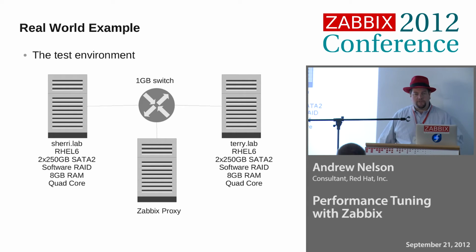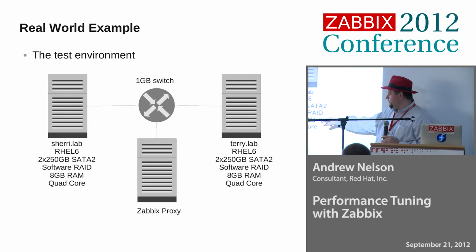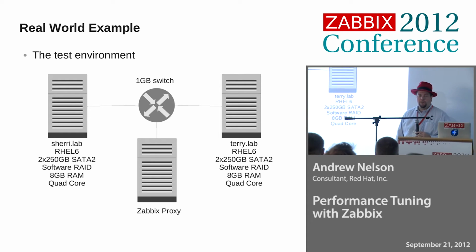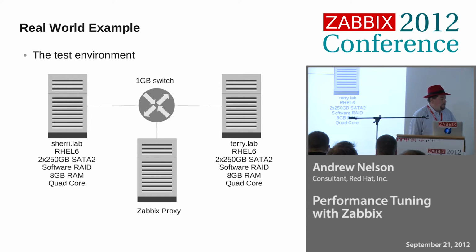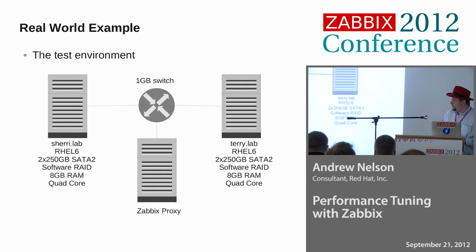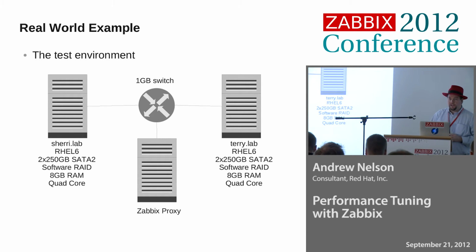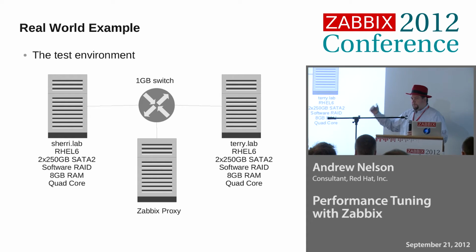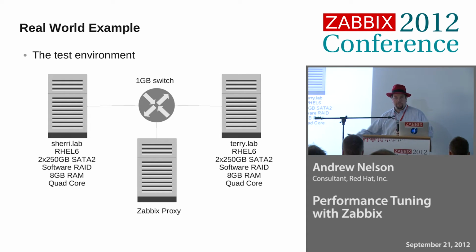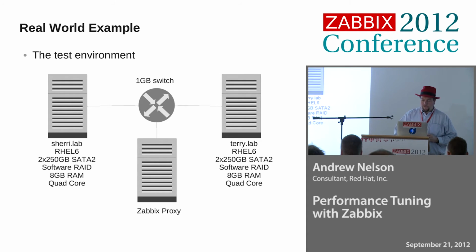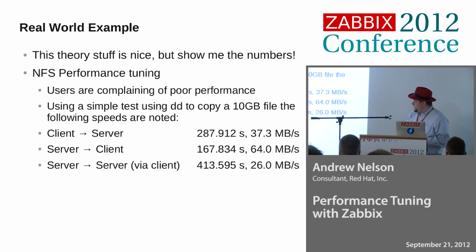Software RAID of 256 gig drives, and then 8 gig of memory with a quad-core processor per machine. These are decent little desktop boxes that are being used straight into a gigabit switch, with a Zabbix proxy tied into the whole thing, and then going across the WAN back to my main Zabbix server.